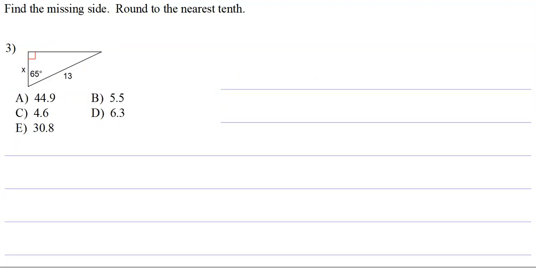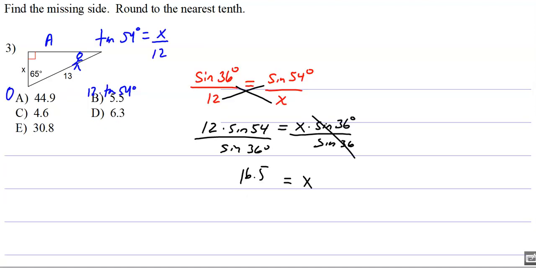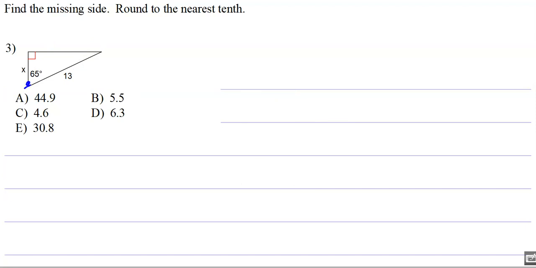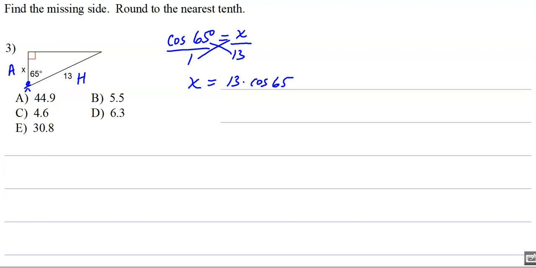Number 3, again, right triangle. So let's put our guy on this angle given. I have the hypotenuse, I have the adjacent. Looks like a job for cosine. Cosine of 65 degrees is adjacent over hypotenuse. Put a 1 under there. I get x equals 13 times the cosine of 65. We'll multiply that out: 13 times cos 65, 5.49. So 5.5 looks good.